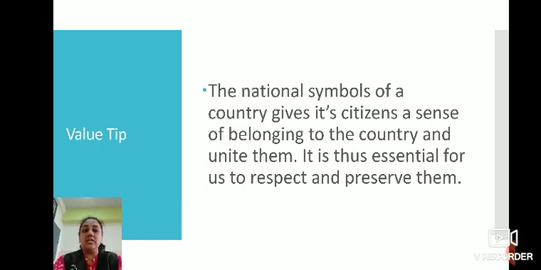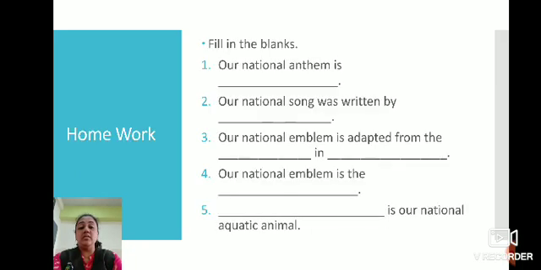So it is thus essential for us to respect and preserve them. It is our duty that we should take care of these national symbols and show respect, honor and pride about them. We have to preserve them. Understood, everyone?